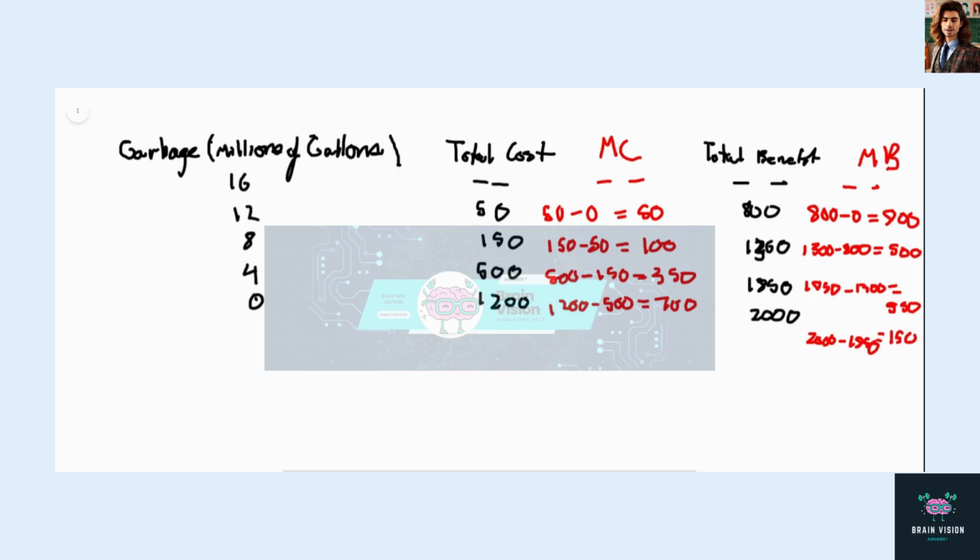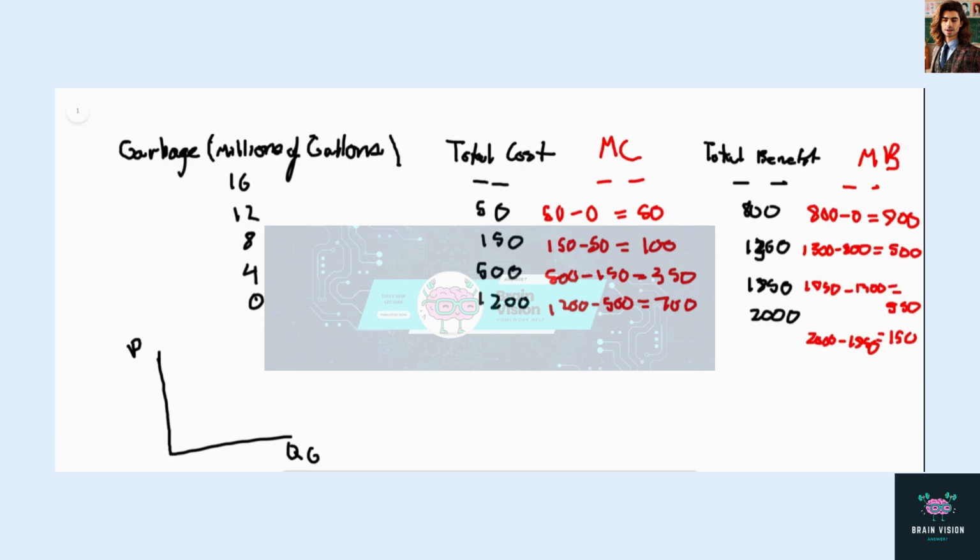And so part B asks us to find the optimal solution. So what we're going to do is put these two curves on a graph. Here we're going to have, on the x-axis, quantity of garbage, and we'll put a price on this axis. And so now let's graph the marginal cost curve.